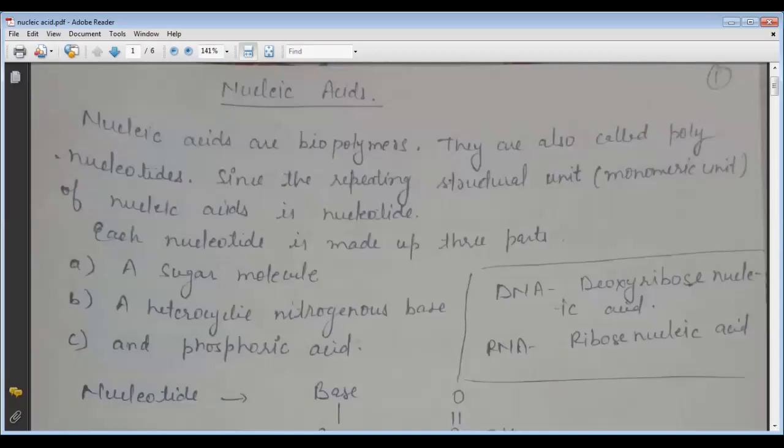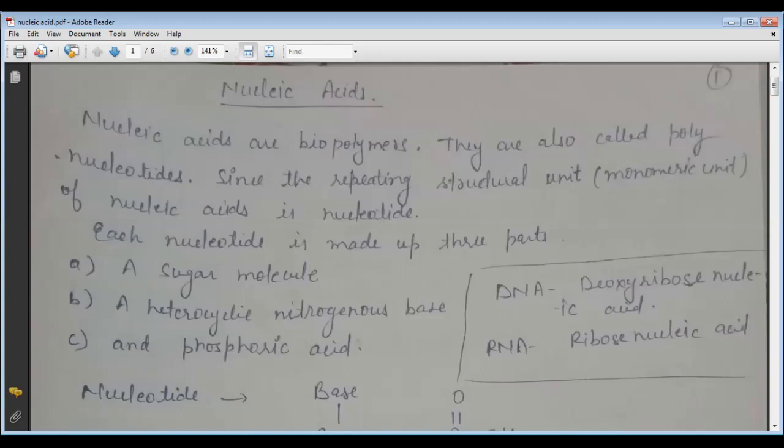When we talk about the nucleic acid, we know that nucleic acids are polymers. And now the question arises: what are polymers? As we know, polymers are repeating units of monomers. And what are monomers? Monomers are the smallest unit of the polymer. So nucleic acids are biopolymers. Nucleic acids are also called polynucleotides.